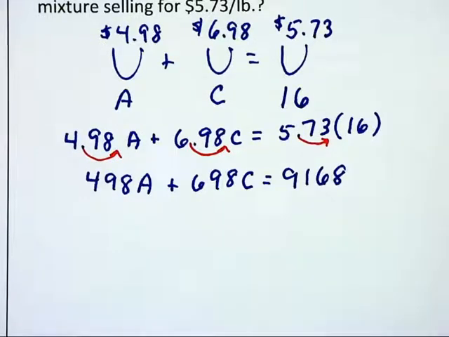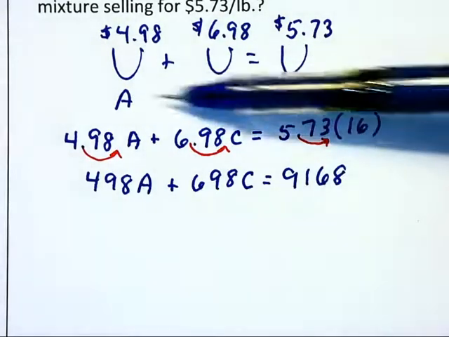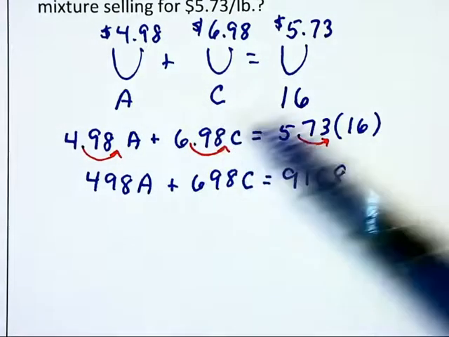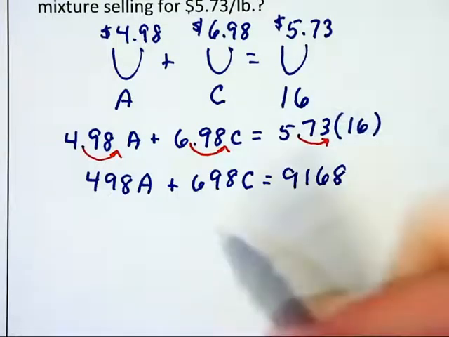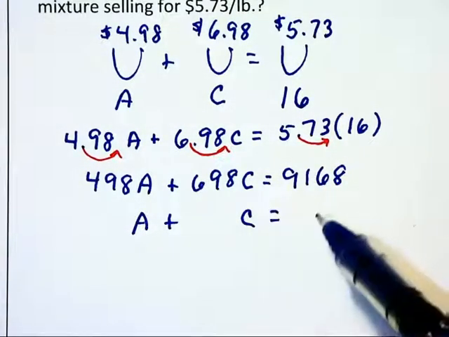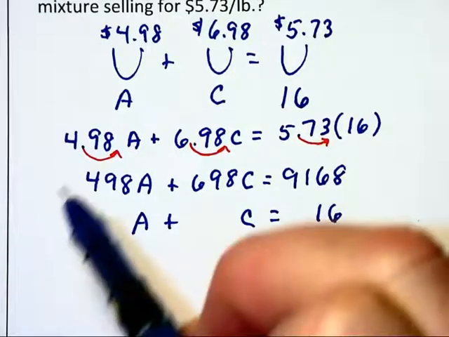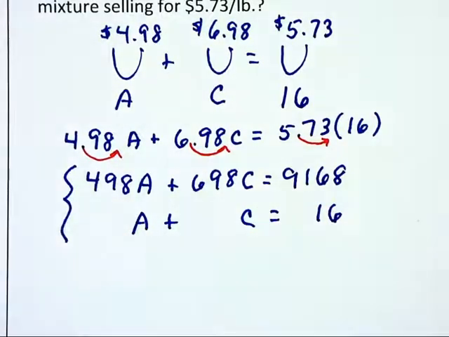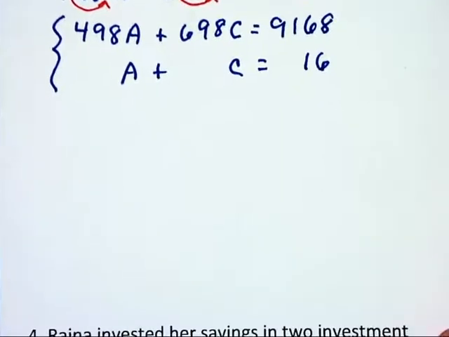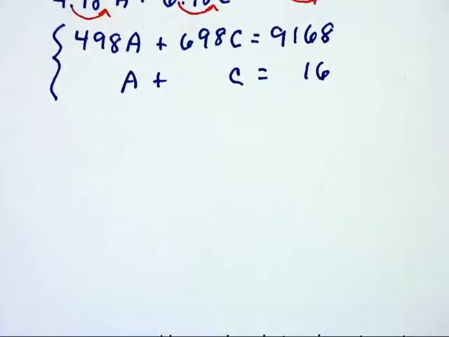Now there is a second equation we can get by just reading across the bottom. The amount of almonds plus the amount of cashews should add up to 16 pounds. So A plus C equals 16. Now we have two equations with two variables, and this is known as a system of equations. I'm going to put that right at the top of our screen here. This is what we need to solve now.